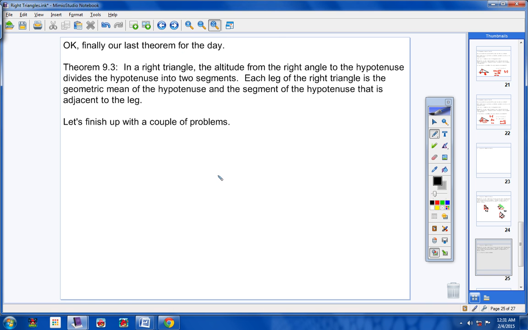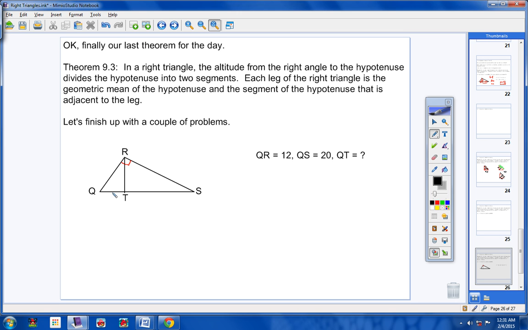Alright, let's finish up with a couple of problems. Copy this down if you would, please. Here's back to our old triangle we had before. Copy this down, and then copy down these lengths. And let's go ahead and see if we can solve for section QT. As always, you're welcome to work ahead if you want to. And by the way, the video's almost over. One more example after this and we're finished. So feel free to work ahead, but if you do, keep one eye up here and make sure you're solving these problems correctly.